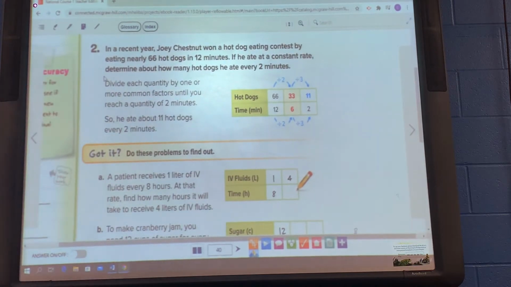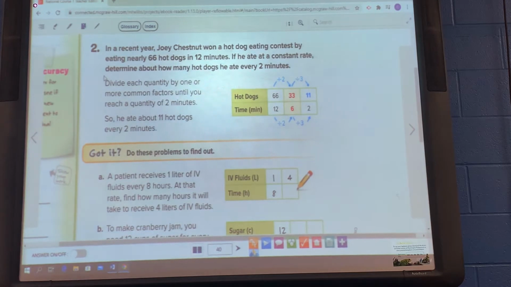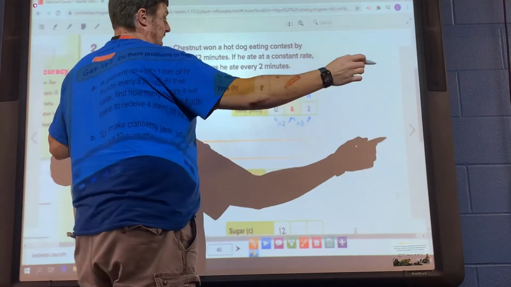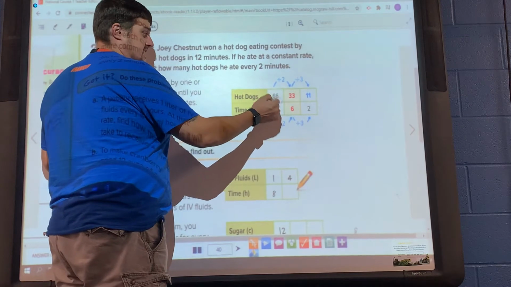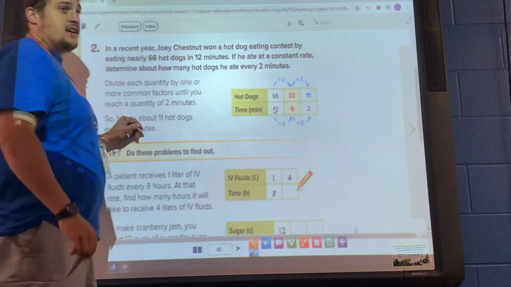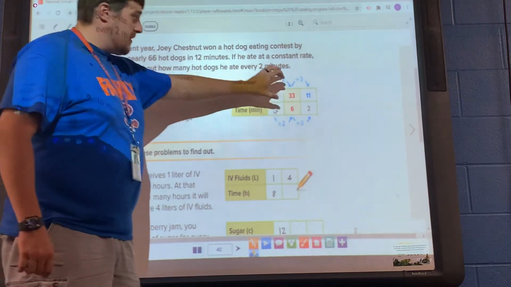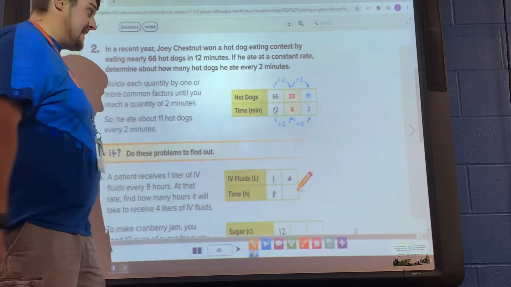So in a recent year, Joey Chestnut won a hot dog eating contest by eating nearly 66 hot dogs in 12 minutes. If he ate at a constant rate, determine how many hot dogs he ate every 2 minutes. So this time, we have to work our way down. Okay, so we started at 66 hot dogs in 12 minutes. Okay, we have to get our way down to 2. But we have a ratio table, we have to fill this in.